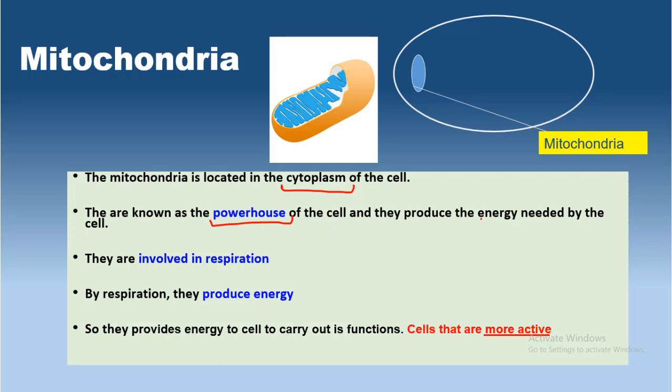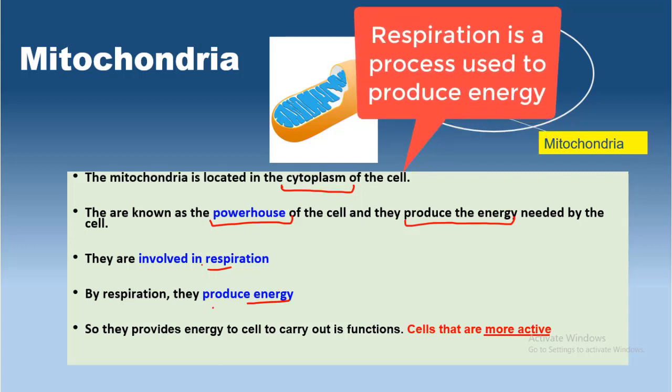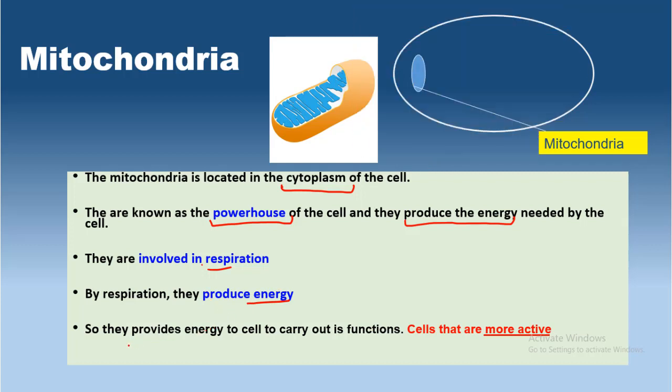What is powerhouse? Something that produces energy. They are involved in respiration. By respiration, they produce energy. So respiration is a process that is used to produce energy. This mitochondria provides energy to cell to carry out its functions. Cells are more active if they have more mitochondria.